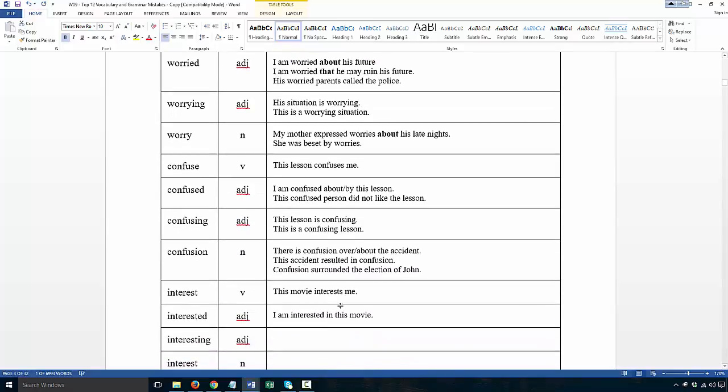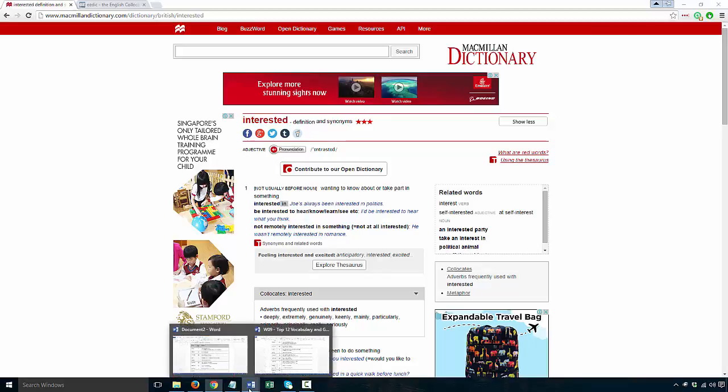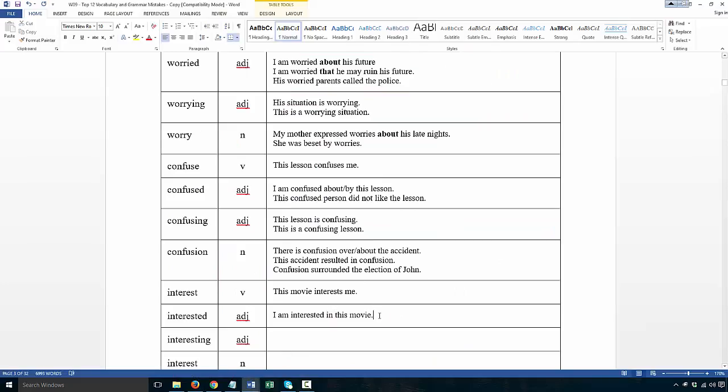And here for interested, interested in, this is a preposition. Sometimes you can use to plus base also. We're interested to hear, interested to know. So to plus base verb. This is another pattern, but we're going to use the most common pattern, which is interested in. So you have to use interested in. I'm interested in the movie. So this is after the be verb.